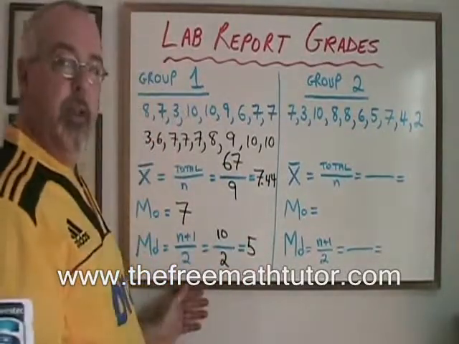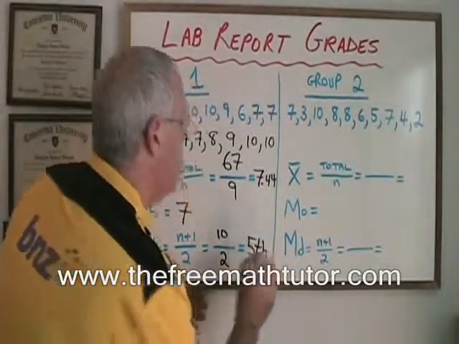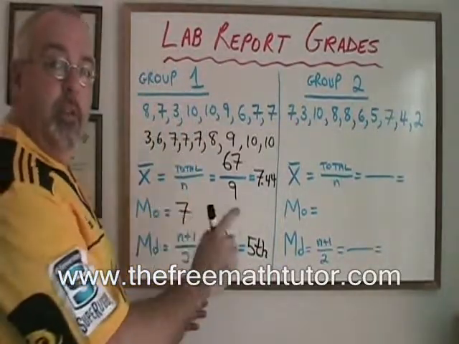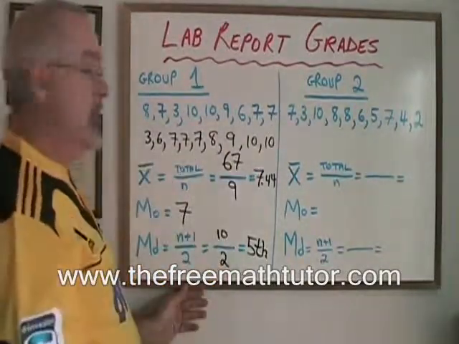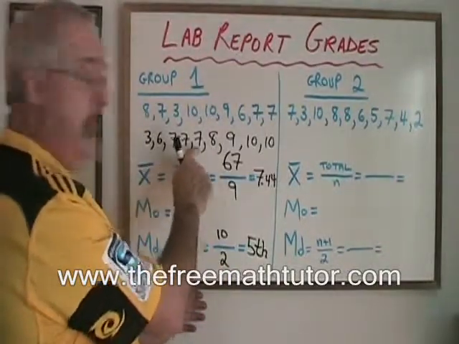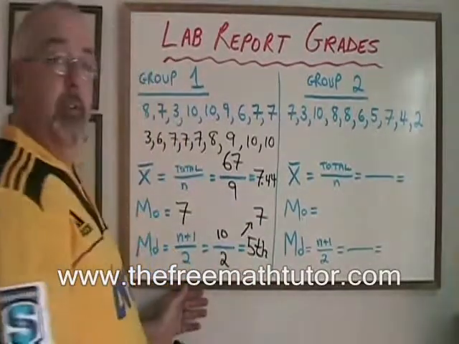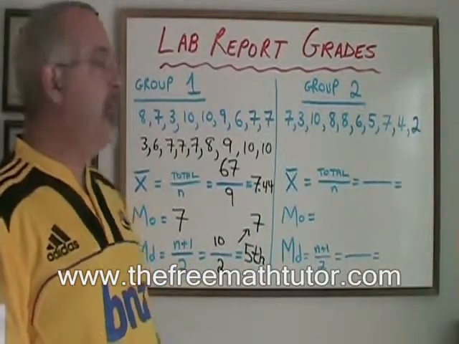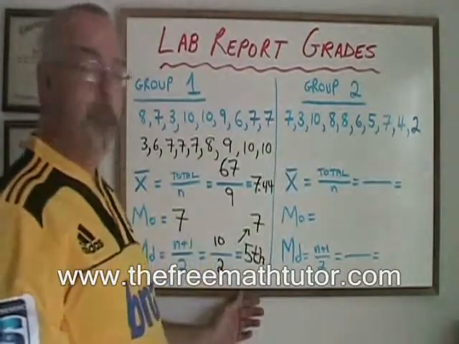But that doesn't mean that the median is 5. It means the median is the 5th value if you read through the distribution, but only when it is ranked from smallest to largest or from largest to smallest. The 5th value I get counting from either end is this 7. So the median is 7. Now let's find the mean, the mode, and the median of the data for the second group.